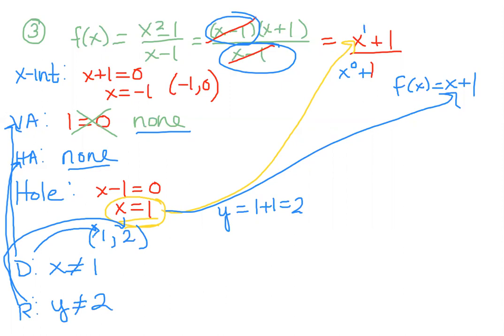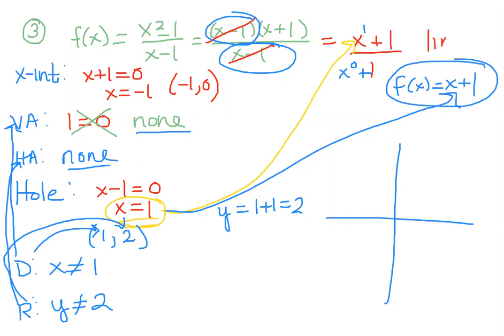So let's graph this and see what it looks like. How are we going to graph this? What is this? It is a line. We simplified it to a line. So you can just go ahead and graph that line however you like to graph lines, except there's a hole at (1, 2). There's a hole right there. So we have to put a hole.